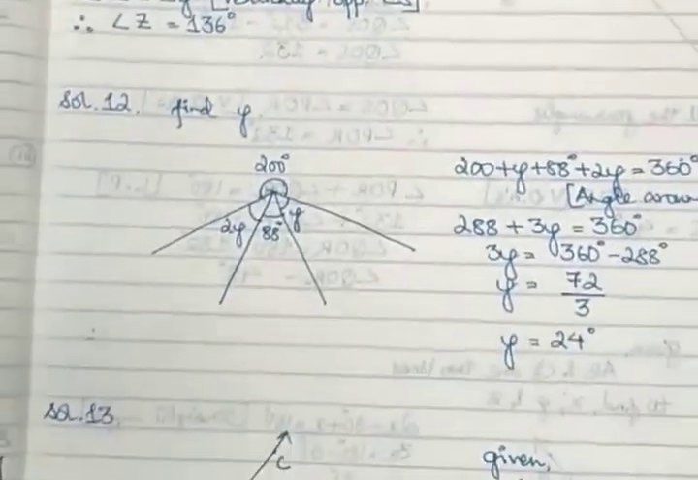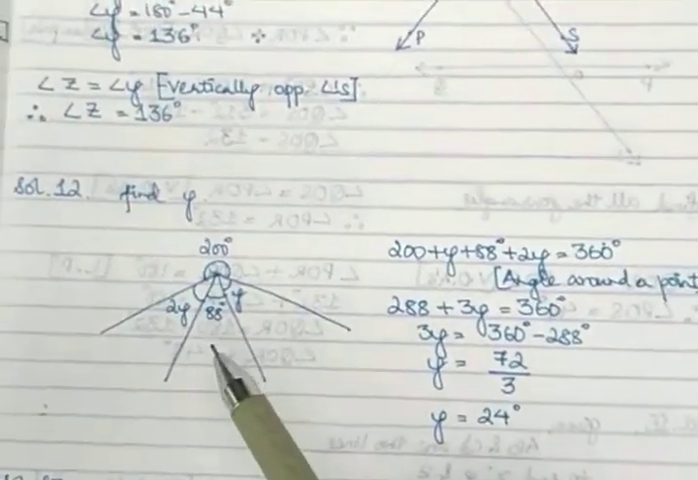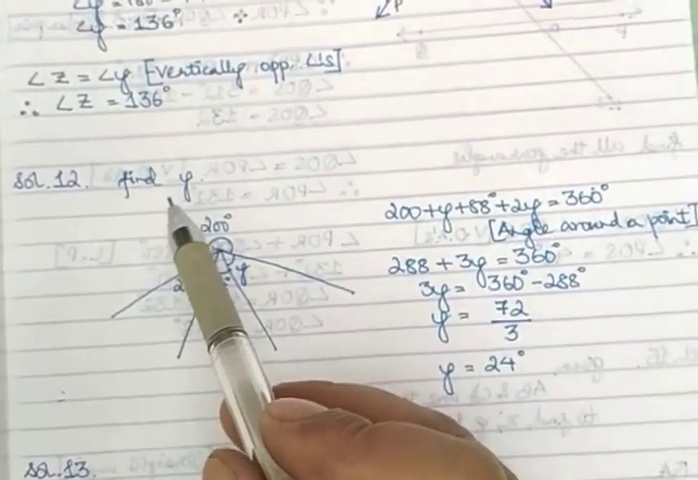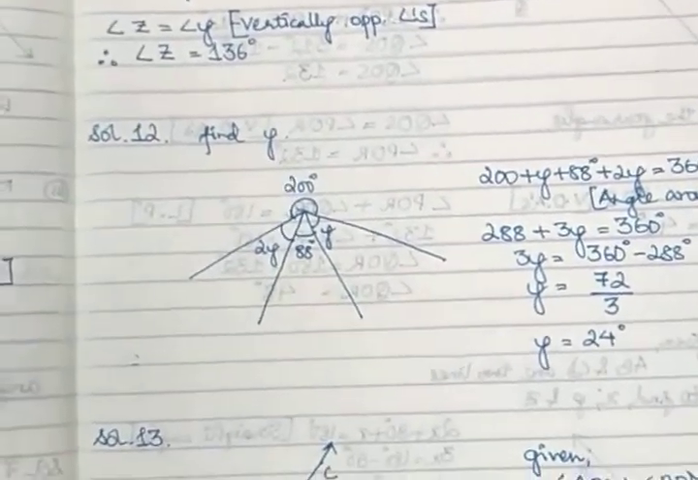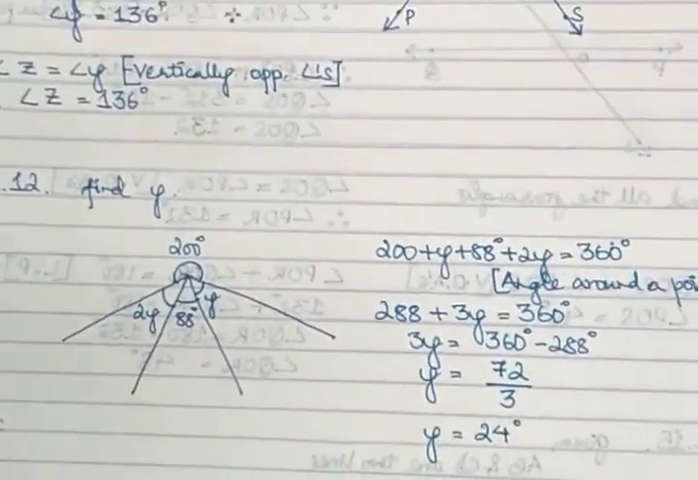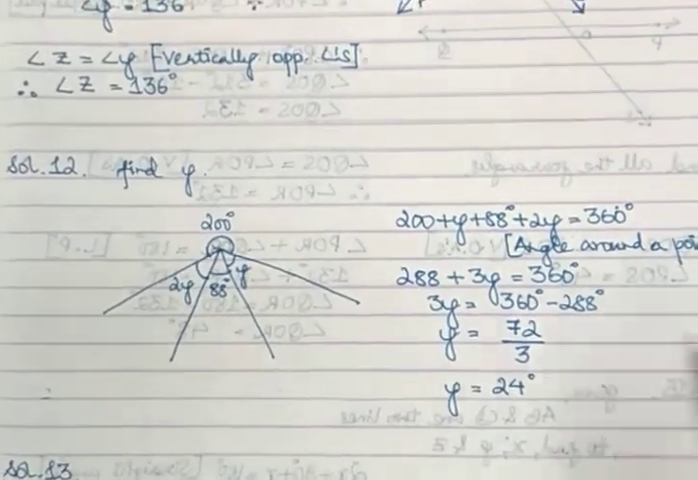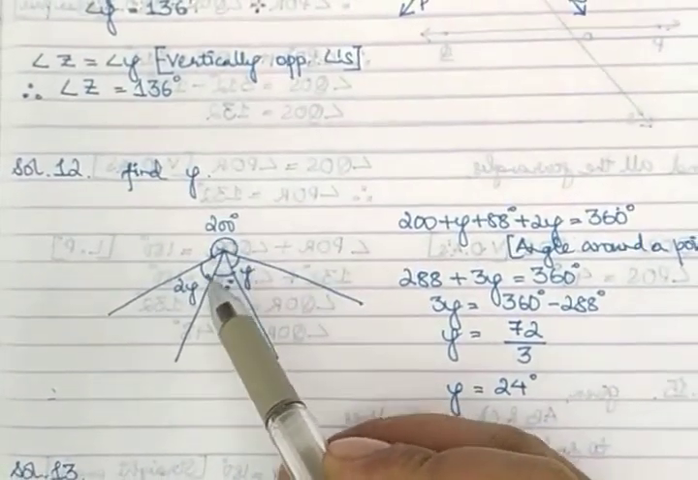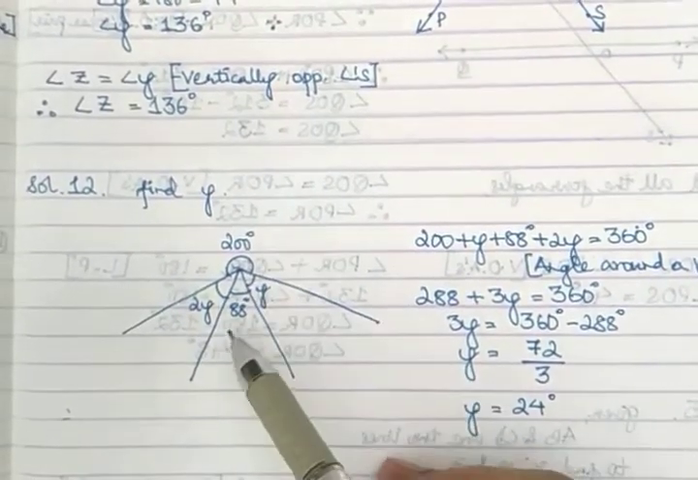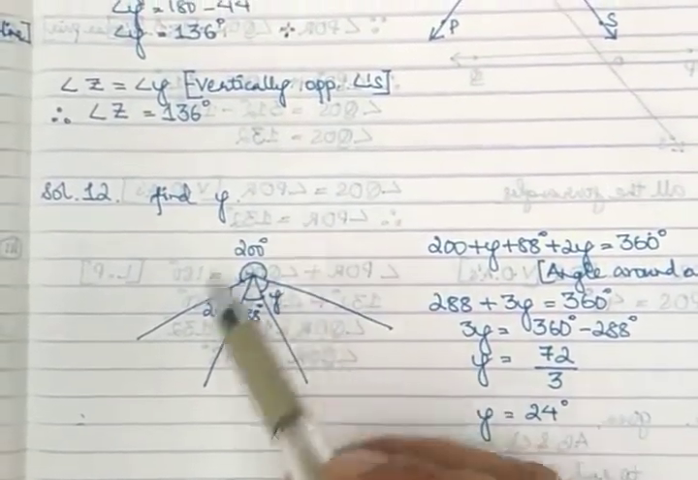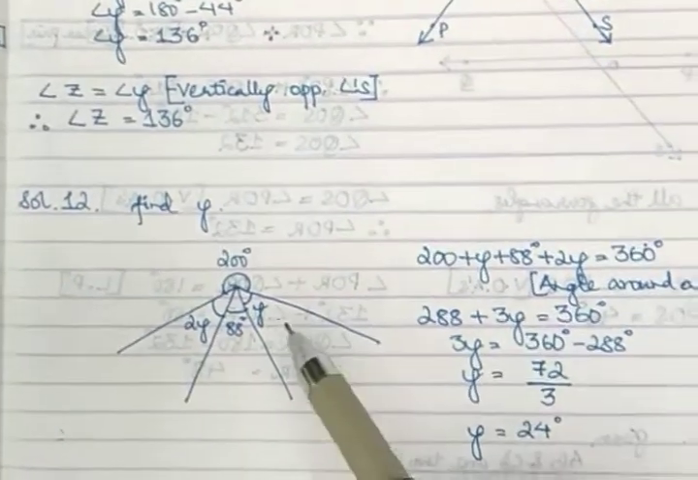Okay, now moving on to the next one, what we have is a figure, and the question simply states find Y. So just by looking at the figure, what can you conclude? I guess a few of you could conclude that we have angles around a point, isn't it? A point with angles around it, divided into four different parts. So that is what I've done here.